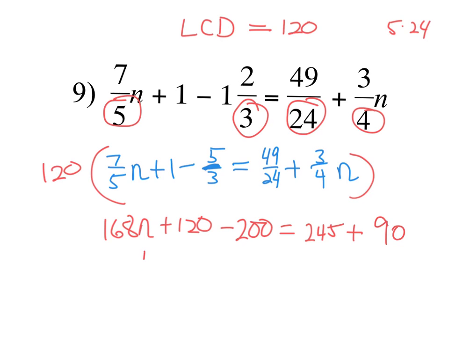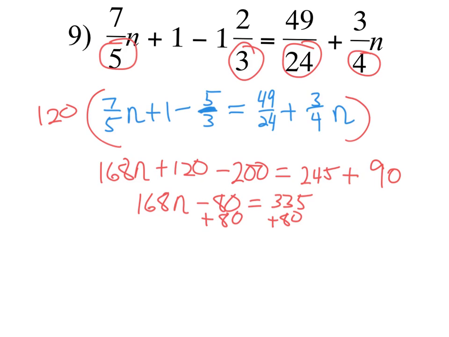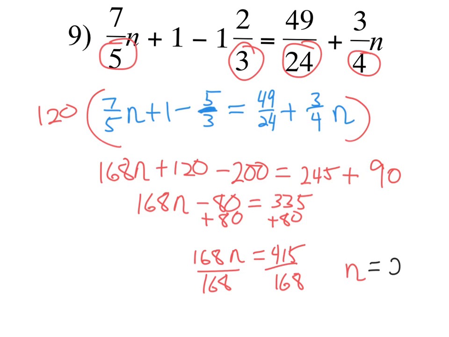So going further, I'll have 168n minus 80 is equal to 335. So when I add 80 to both sides, that means that I'll have 168n is equal to 415. So divide by 168, and that means that n is equal to approximately 2.47.